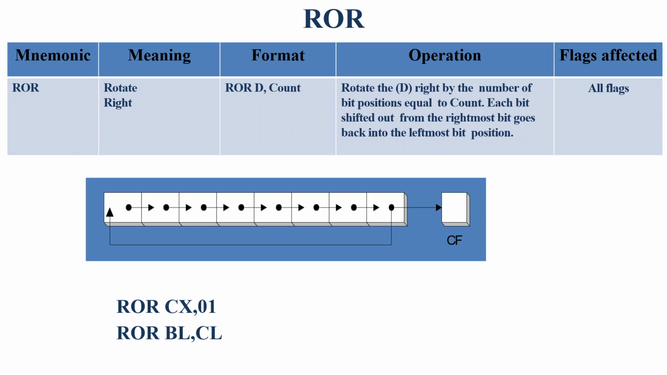The next instruction we are going to discuss is ROR. ROR is rotate right. The format of this instruction is ROR D comma count. Here we rotate the destination register by the count value. When I rotate the destination data to the right, the rightmost bit goes to the leftmost bit position. Here also, all the flags will be affected.